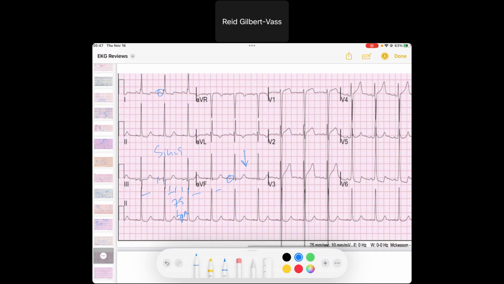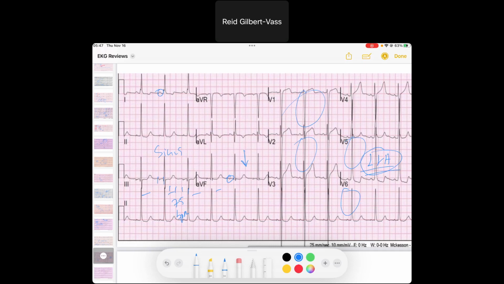Let's look at the QRS. Well, the QRSs are looking intense. They're very deep in V1, very deep in V2, very positive in V5 and V6. I'm not even going to count this. This is LVH, left ventricular hypertrophy.